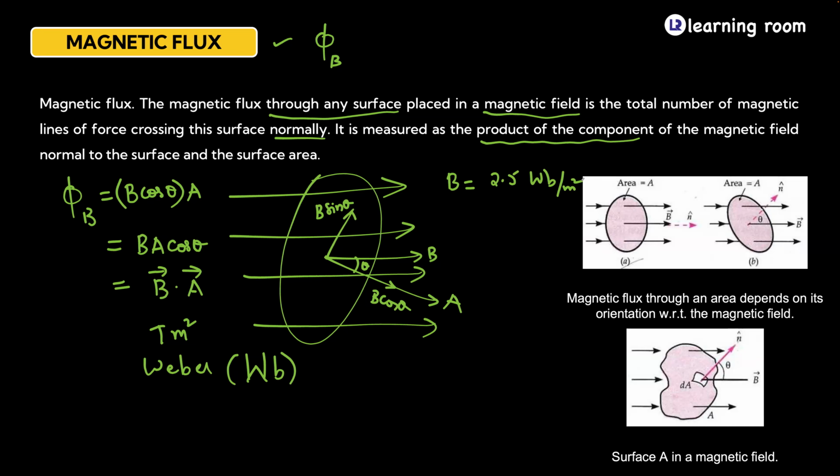So Weber per meter square is there. If you bring the meter square to the right hand side, what will you get? You will get Tesla. So Weber per meter square stands as the unit for magnetic field, whereas Weber stands as the unit for magnetic flux. Is the point clear? Right? This is the most important term that we need to understand before we start the chapter itself. Just make a note of it.